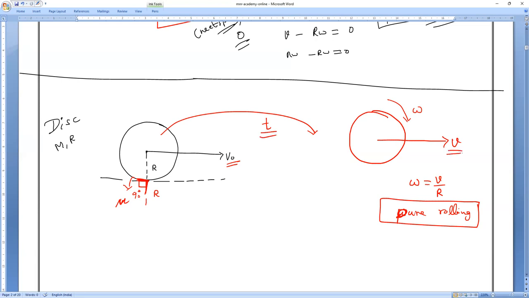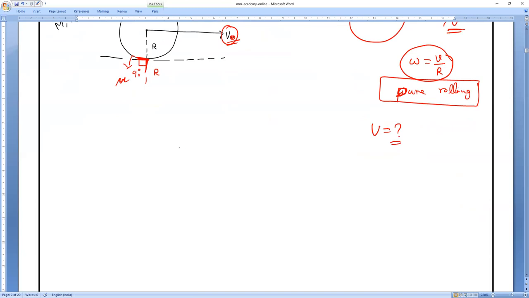So now the question is to calculate what is that V. Initially the velocity of the body is V naught. After a certain time the velocity becomes V, by the time the body attains pure rolling. What is the velocity V after obtaining pure rolling? Option A, V naught by 3. Option B, V naught by 2. Option C, 2 V naught by 3. Option D, 3 V naught by 2. These are the four options.